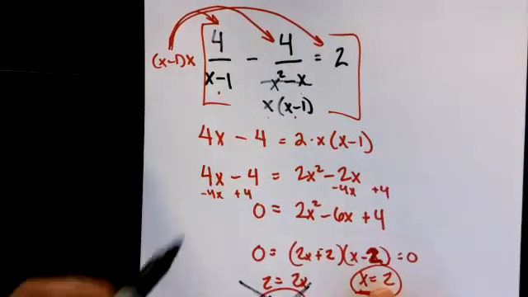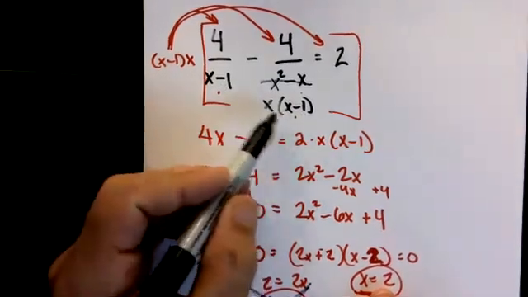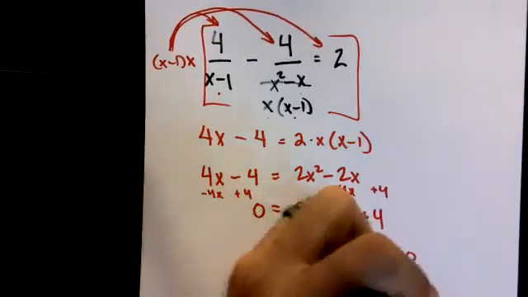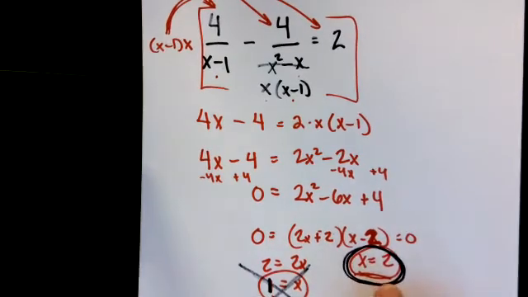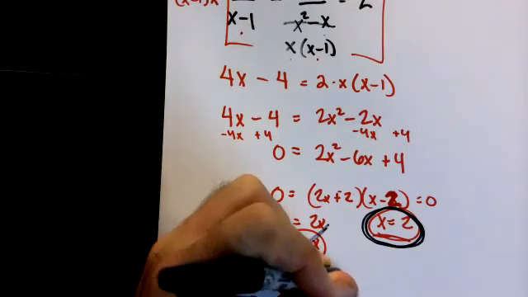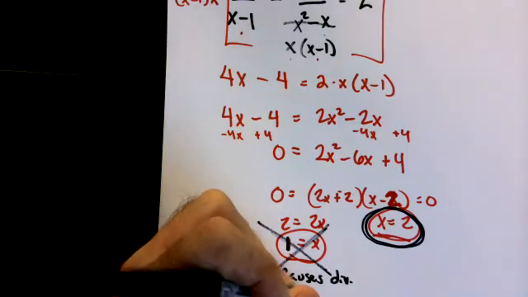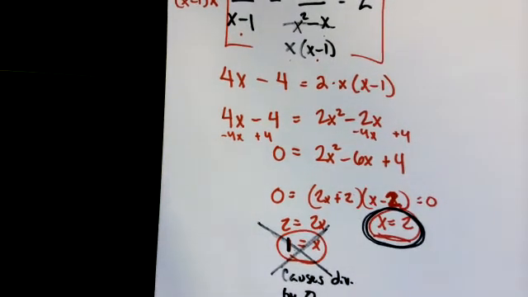2, however, is a valid solution. Okay, 2 minus 1 doesn't cause division by 0. 2 minus 1 times 2 doesn't cause division by 0. So this is a valid solution. This is the only solution that is going to work. So when it's all said and done, you need to double check. Does my solution cause division by 0? Because this one causes division by 0, this is no longer a valid solution. 1 is no good.